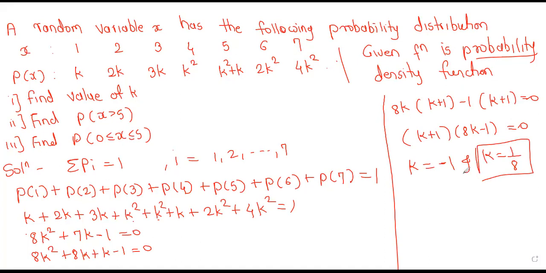Okay, but we have seen the definition of probability density function. In that we have seen summation of pi is equal to 1, and the second condition for being a probability density function was 0 less than or equal to pi less than or equal to 1, meaning the value of this k must lie between 0 and 1. So we will take the value of k as 1 by 8. So we get k is equal to 1 by 8, right? Now putting the value of k in this distribution, we will get the probability distribution of x.